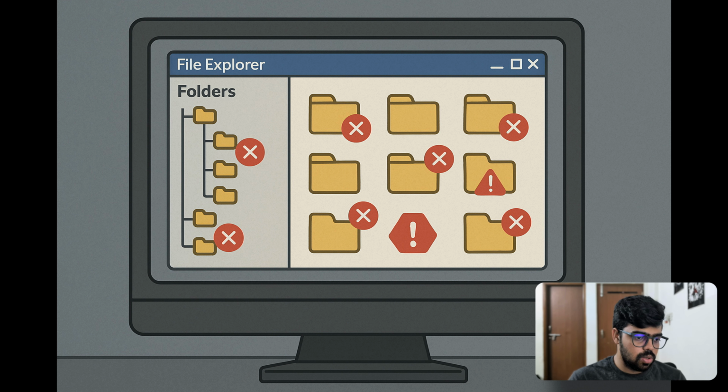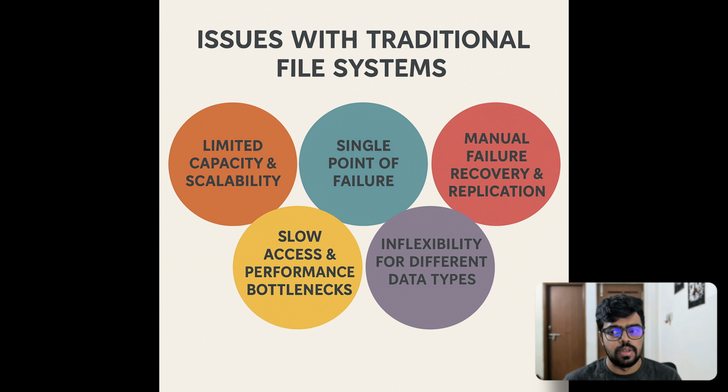So as we saw earlier, our bookstore started to fail when there was a huge amount of traffic or load on it. Traditional file systems work in a similar fashion. They also face similar problems when you try to handle large amounts of data. There are primarily five problems with traditional file systems. First one is limited capacity and scalability. Next one is single point of failure. Another one is slow access and bottlenecks. Then next is inflexibility with different data types, and the last one is manual handling of failures.